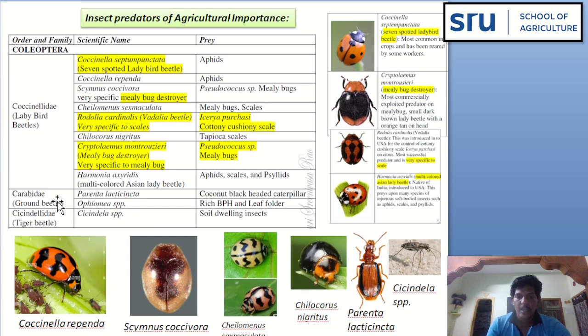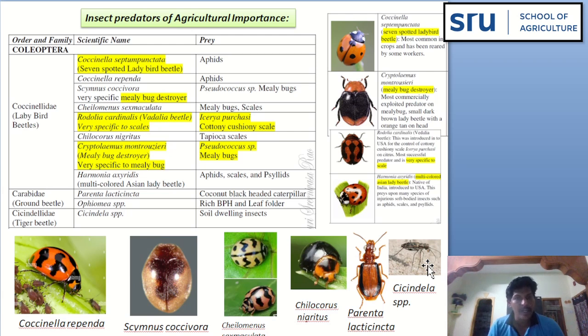Next, predators from the Carabidae family. Parena lacticincta. Ophionea species. Parena lacticincta feeds on coconut black-headed caterpillars. Ophionea species feed on rice brown planthopper and leaf folder. Next, predators from the Cicindelidae family, that is the tiger beetle. Cicindela species feed on various soil-dwelling insects.